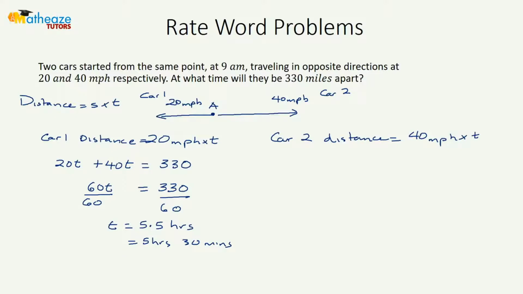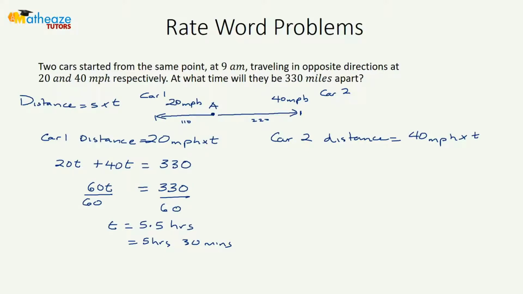Now, we want to understand if this is actually valid. So let's multiply 5.5 by 20. We have 110 miles this way, and for car 2 you have 220 miles this way. So you can see that this here is 220, this here is 110, and these two cars are about 330 miles apart. But the question is not done. It's asking at what time.